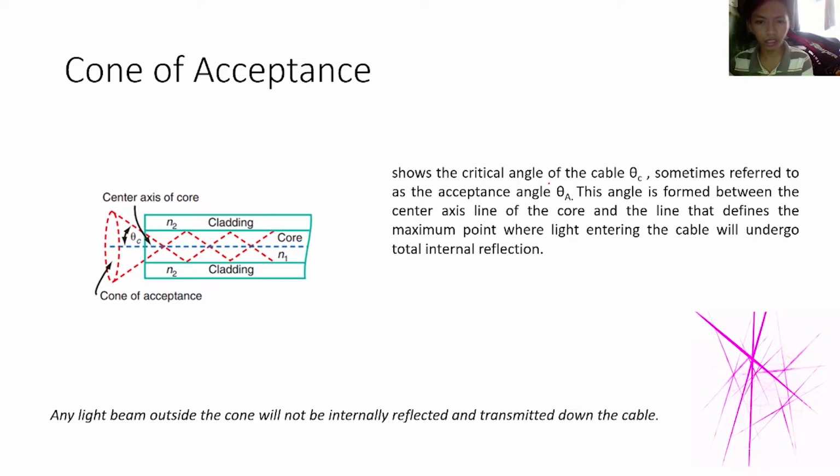So it shows that the critical angle of the cable, which is this one, is sometimes referred to as the acceptance angle. The acceptance angle is formed between the center axis line of the core and the line that defines the maximum point where light entering the cable will undergo total internal reflection. Meaning, if your angle is within this cone, it will be accepted. That's why it's called the cone of acceptance. And outside of the cone, the energy will be refracted and thus propagation will not occur.